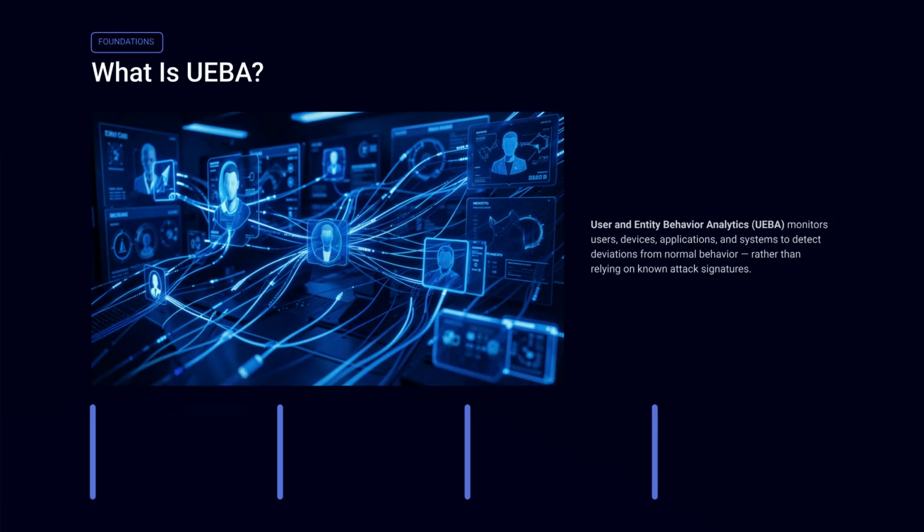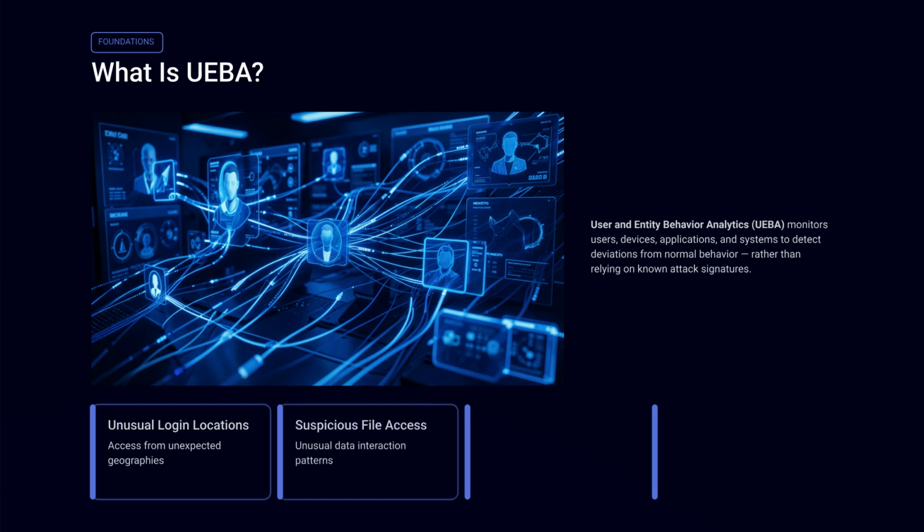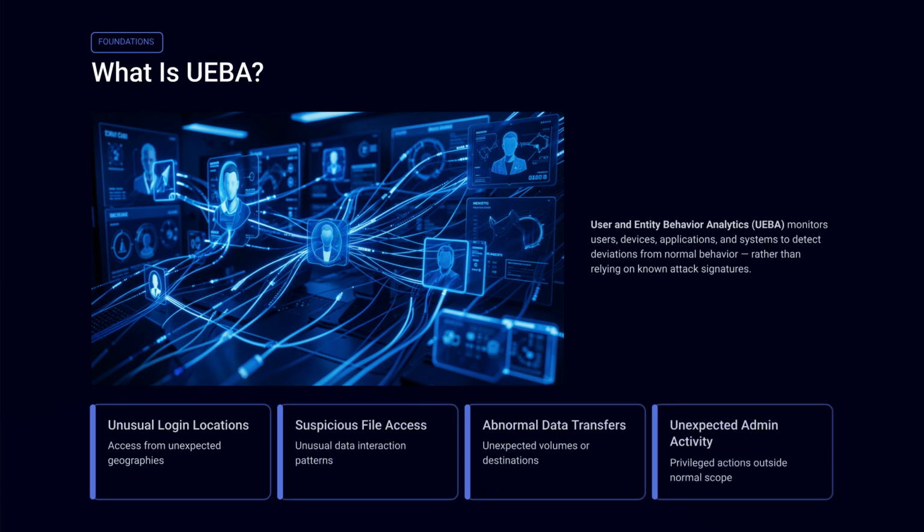User and Entity Behavior Analytics, or UEBA, monitors users, devices, applications, and systems to detect deviations from established normal behavior, moving beyond known attack signatures. UEBA detects unusual login locations, suspicious file access, abnormal data transfers, and unexpected administrative activity.